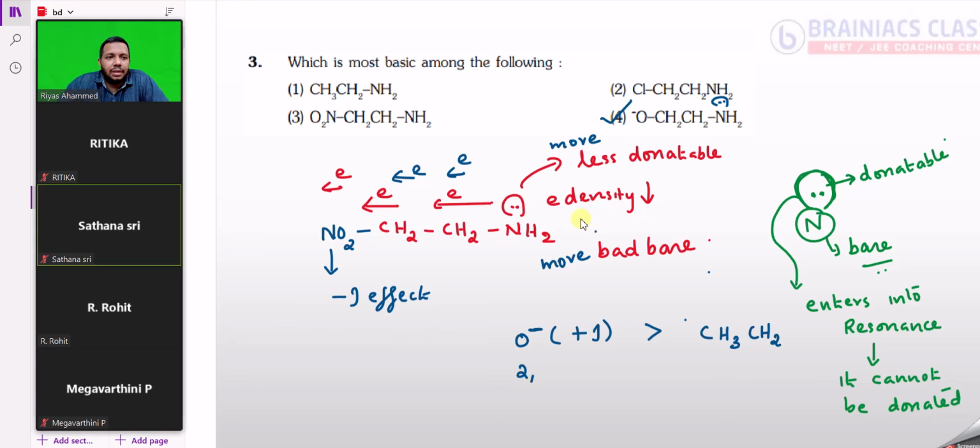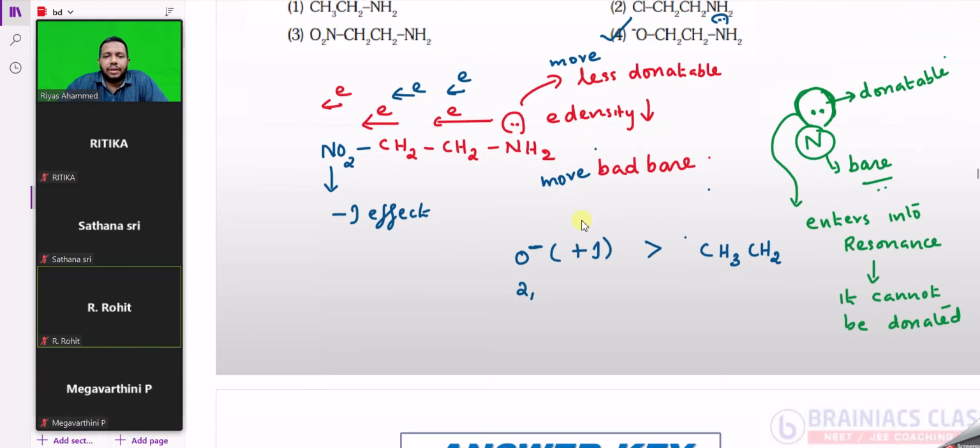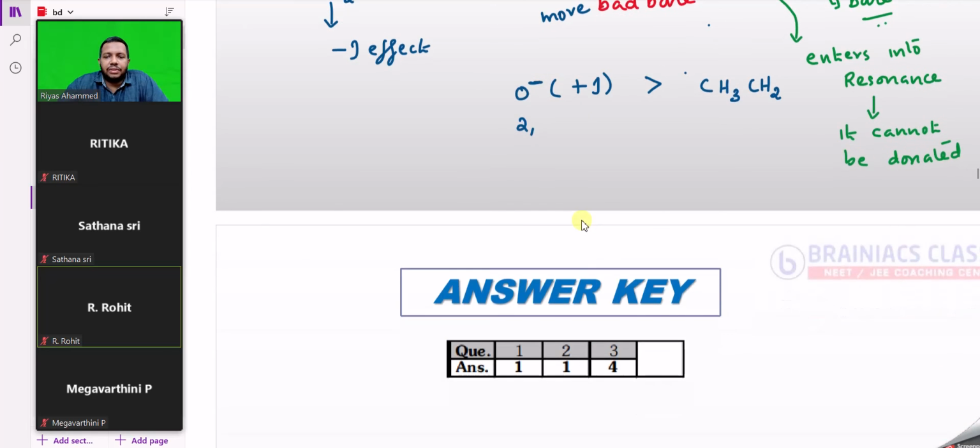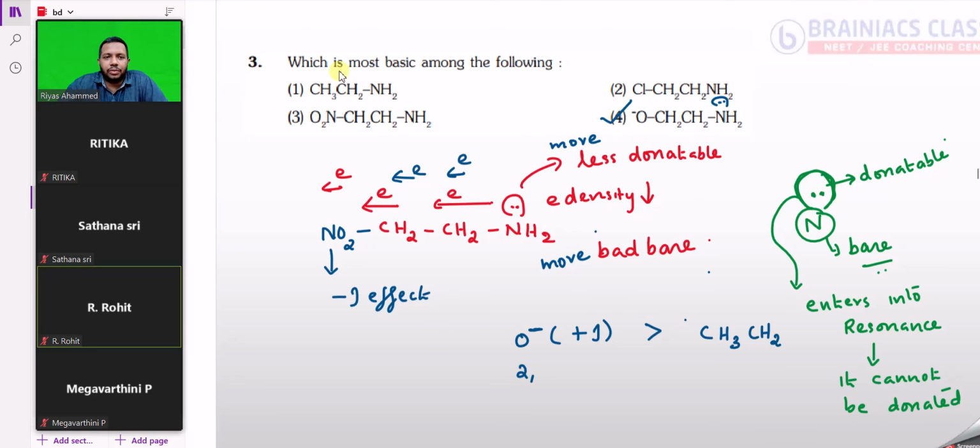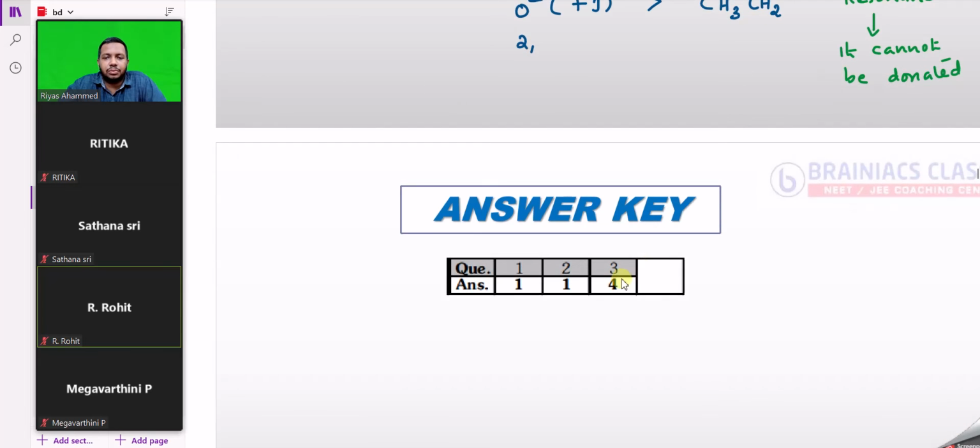Hello, clear for all of you? Yes, sir. Okay, good. So that's why this question is a very good one. Most people will give option 1 as the answer. They won't think about O minus. Please remember, whenever a negative charge comes on an electronegative atom, its octet will be complete. It will not be accepting further electrons. So that is the reason, and you can see the answer is also the fourth one.